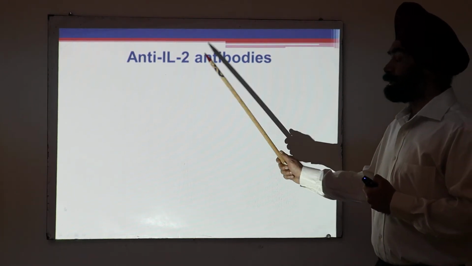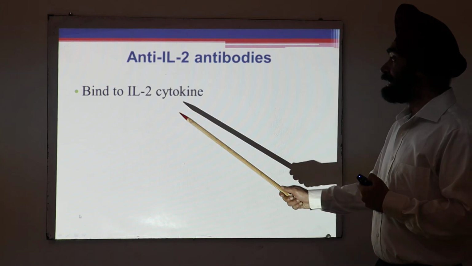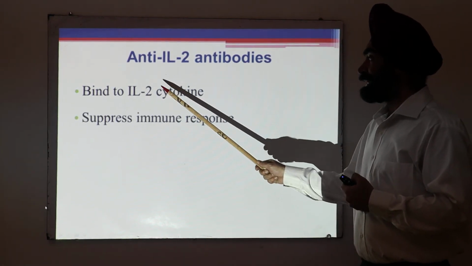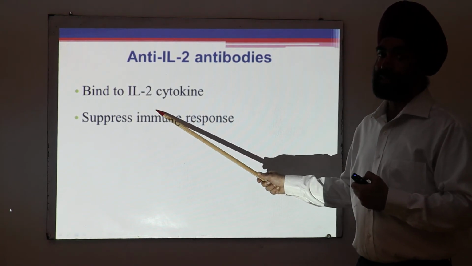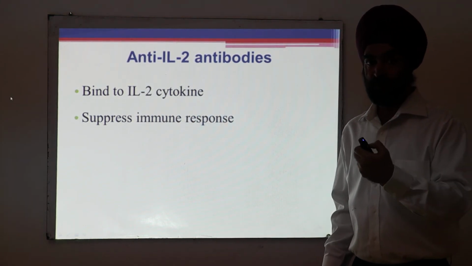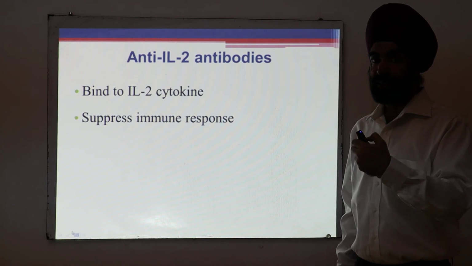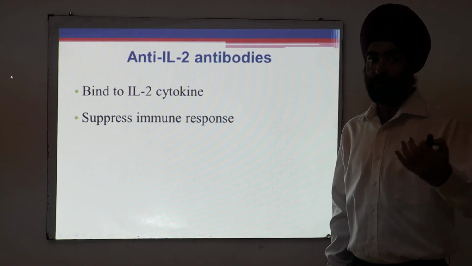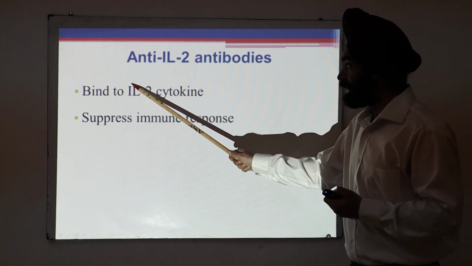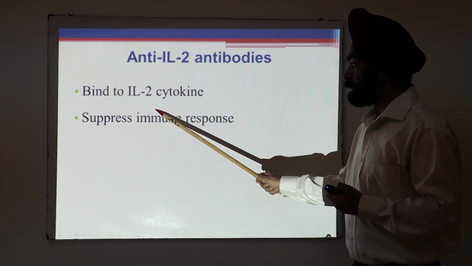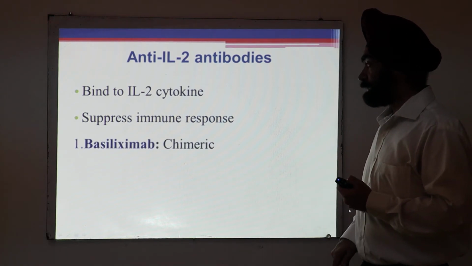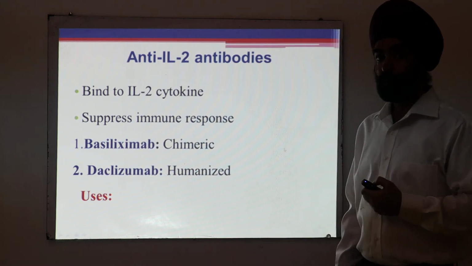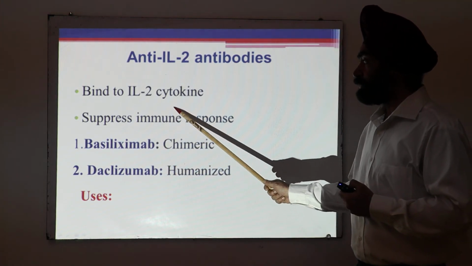Now, anti-IL-2 antibodies. IL-2 is again a very important cytokine, and IL-2 is very important in the activation of the immune response. If IL-2 is not there, then helper T cells will not be activated and all the immune system will be suppressed. So if you suppress this IL-2, you are going to suppress the immune response. Examples: basiliximab, daclizumab. But why do we want to suppress the immune response?